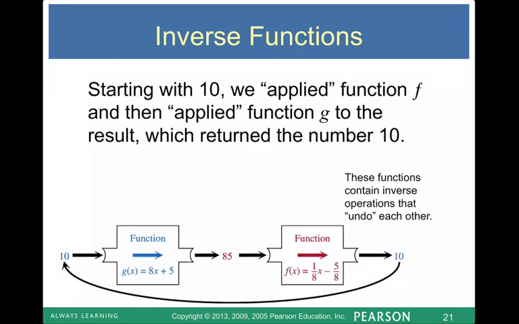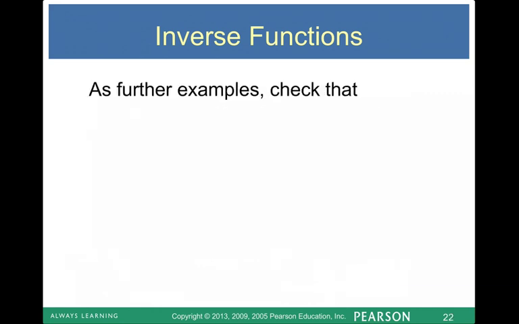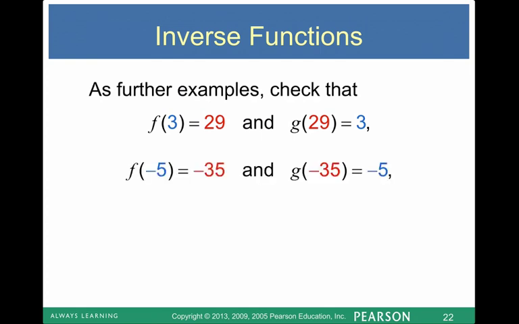So starting with 10, we applied the function f and then applied the function g to the result, which returns the number 10. So these functions contain inverse operations that undo each other. So a function composed with its inverse, they essentially cancel each other out, or, what was the word I was about to say? They undo each other essentially, right? So that's a function with its inverse. So just a few more examples of doing the same thing. They kind of undo each other.